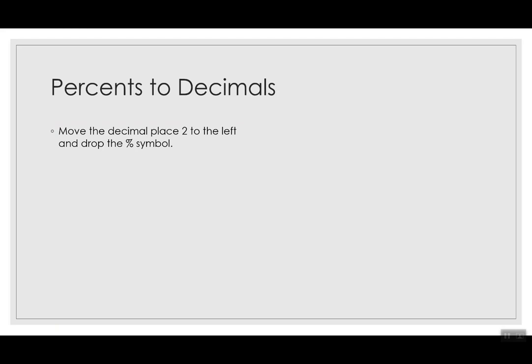Now let's look at percents to decimals. When we change from a percent to a decimal, we move the decimal place two places to the left and we drop the percent symbol. 18% becomes 0.18. 34.5% changes to 0.345.